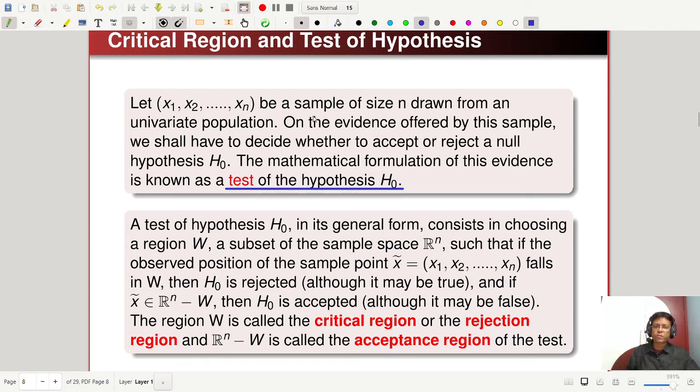So let an n-tuple of real numbers, x1, x2, ..., xn, be a sample of size n drawn from a univariate population. On the evidence offered by this sample, we shall have to decide whether to accept or reject a null hypothesis, H naught. The mathematical formulation of this evidence is known as a test of the hypothesis H naught.